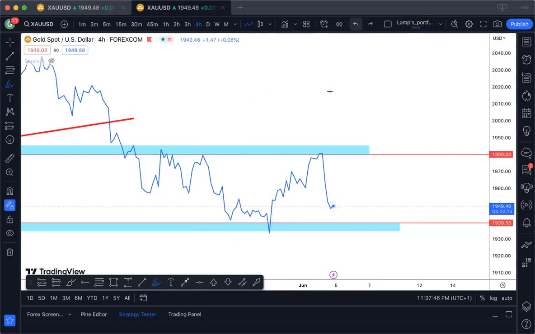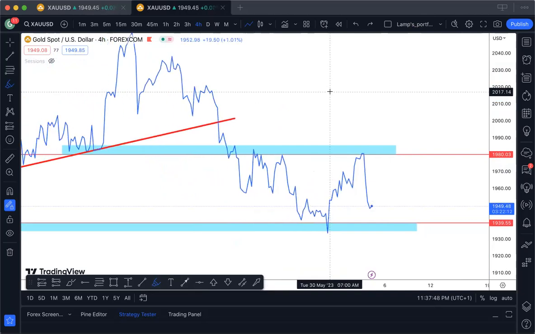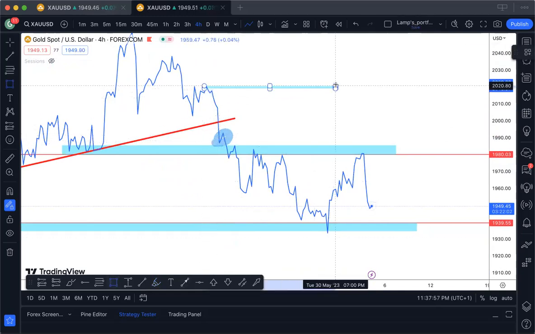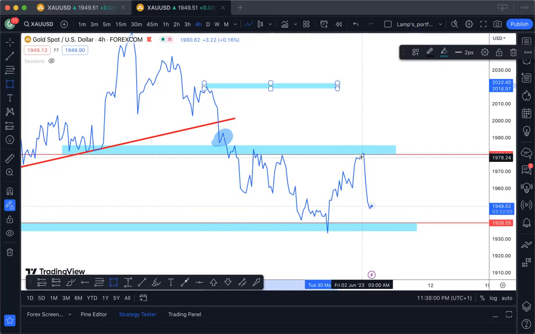So let's mark second movement on this chart. The market makes a second movement and drops. So this is a second movement. Therefore, it gives strength to this support level here, a resistance level here.